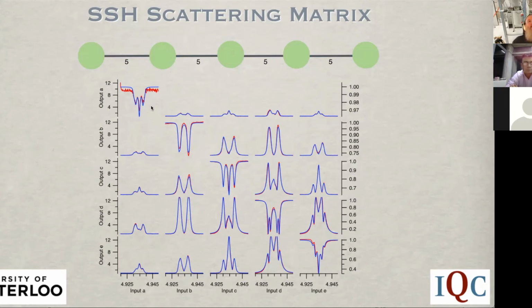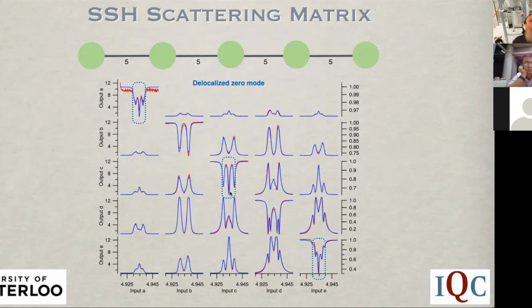And because this has an odd number of sites, I have a zero mode, but we can see now that this zero mode is completely delocalized. So I don't have the topological features of the SSH model. I have a zero mode, but it's delocalized and it's not protected.